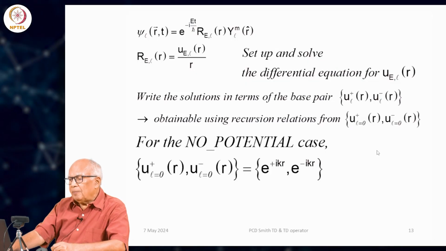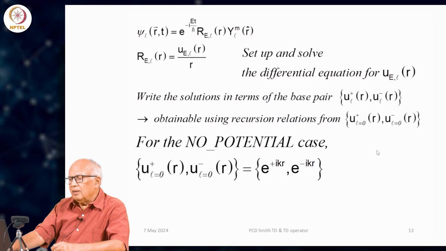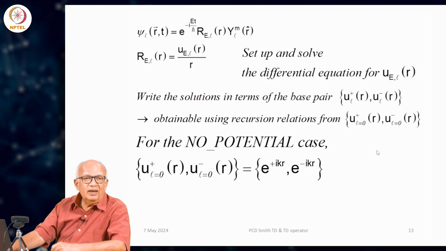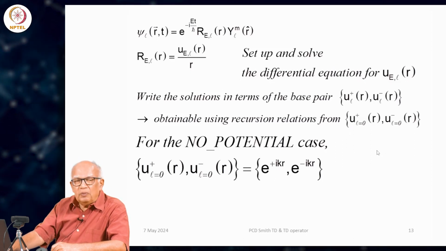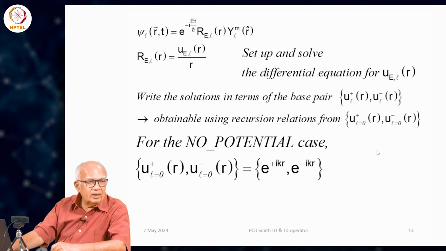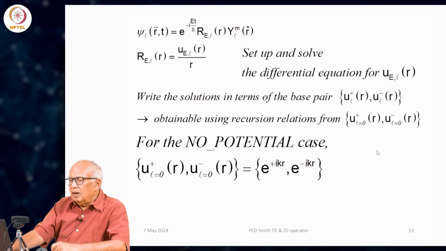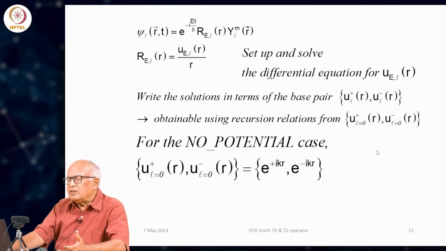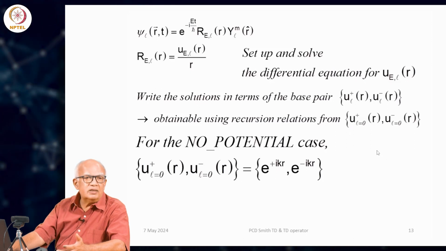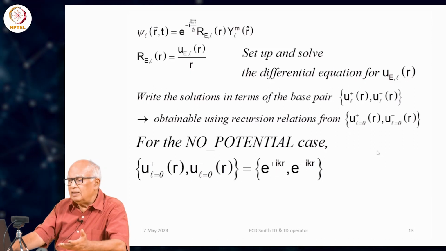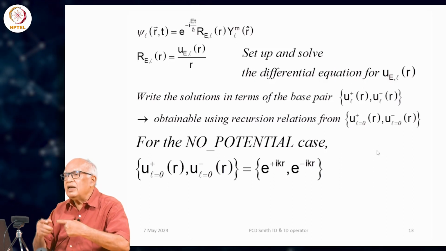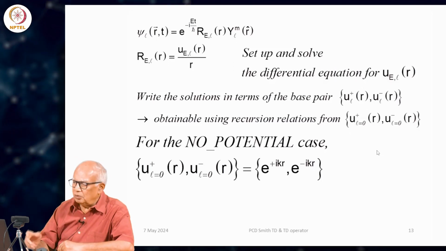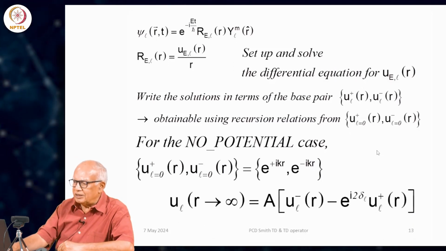So, the easiest way of solving it is to simplify the problem, and it is not an easy problem. You pretend that there is no potential, and when there is no potential you can solve it in terms of a basis pair, which is e to the ikr and e to the minus ikr. You can write these in terms of the sine and cosine functions, and then you have an equivalent basis in sine and cosine functions. All you need is linearly independent functions.